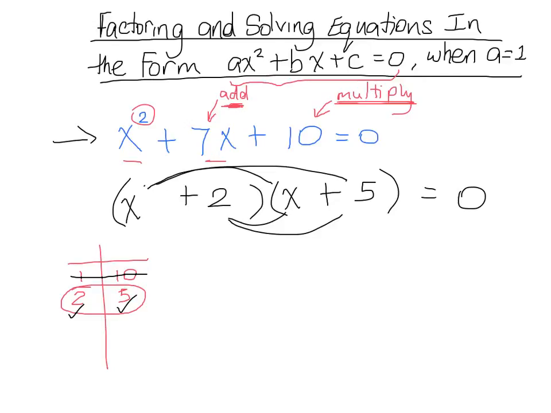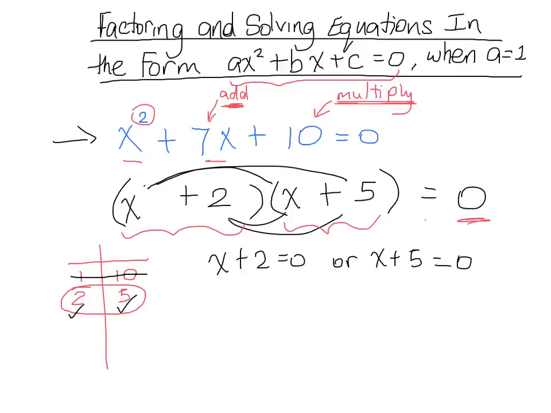So now we're ready to finish the problem. We have two numbers being multiplied, x plus 2 and x plus 5, and we're being told that when these are multiplied, our answer is 0. So one of those numbers has to be equal to 0. So either x plus 2 is 0 or x plus 5 is 0.